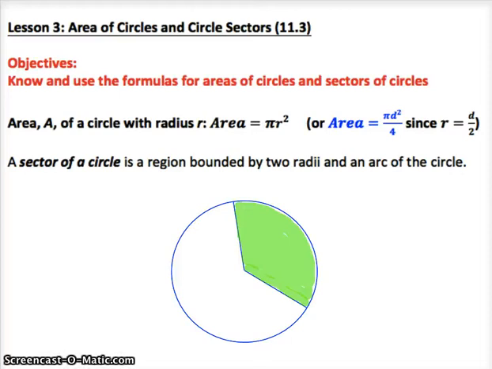Okay, it's time for circly stuff, but now with area. We spent a whole lot of time talking about circles before, but we never found the area of anything. So here it comes. All right, you probably have heard about this before. Area of a circle is pi r squared. That's to find the entire area of a circle.